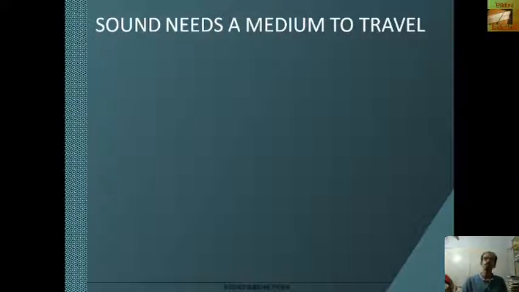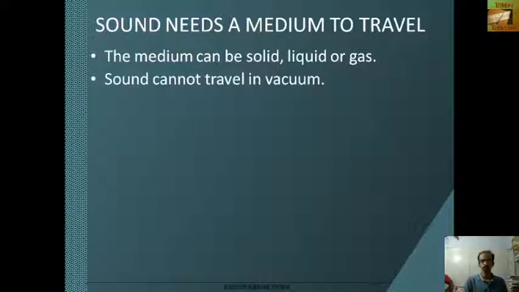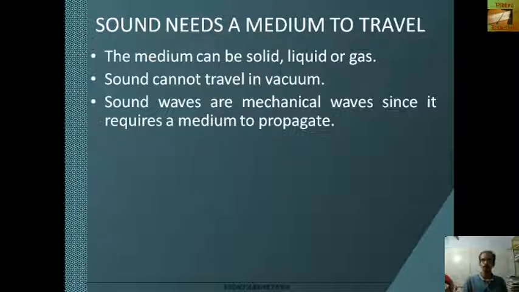Now, this is important. Sound needs a medium to travel. It cannot travel through vacuum as light travels through vacuum. The medium can be solid, liquid, or gas. Now, since sound waves can only travel if a medium is present, they are called mechanical waves. So, sound waves are mechanical waves.